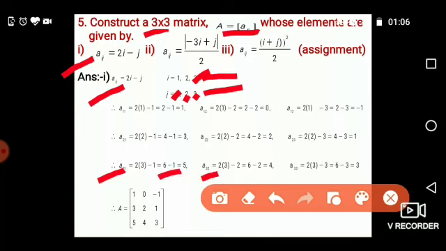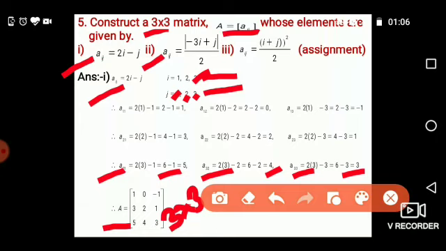I is 2, j is 2. We'll get an element 4. Finally, i is 3, j is 3. We'll get an element 6 minus 3 is equal to 3. Therefore, the matrix containing the last row elements is 5, 4, 3. So this is a matrix of order 3 cross 3 elements. The remaining two examples, students, you can take as an assignment for homework.